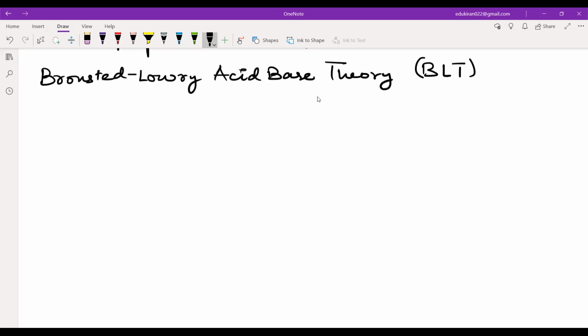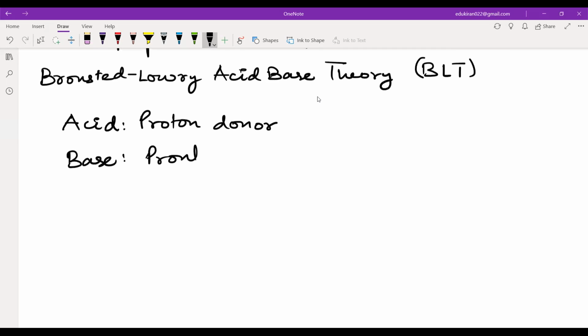Now you tell me, what is an acid? A proton donor. And what is a base? Proton acceptors. Very good. Proton acceptor. That's it. Fine.